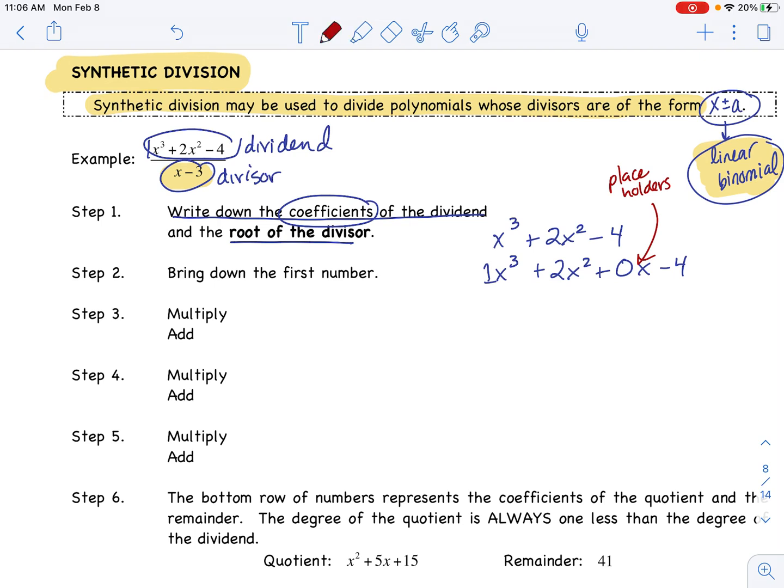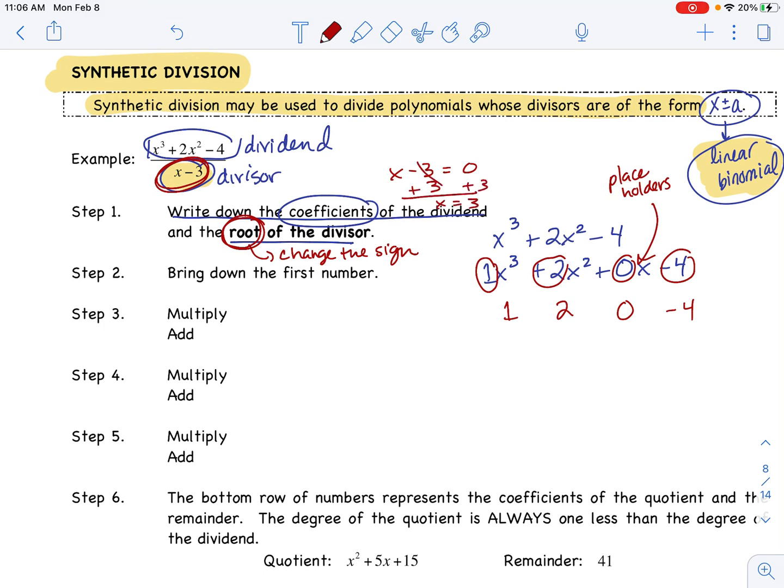So my coefficients are 1, 2, 0, and negative 4. So those are my coefficients. And then I have to do the root of the divisor. What does that mean? It just means change the sign. So the root is what would make this equal to 0. So it's basically like you're solving it.